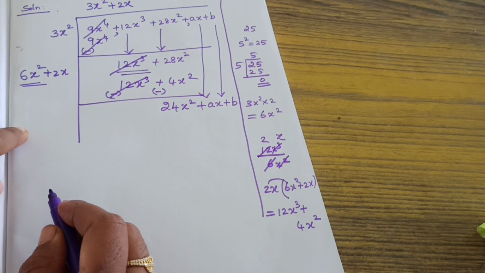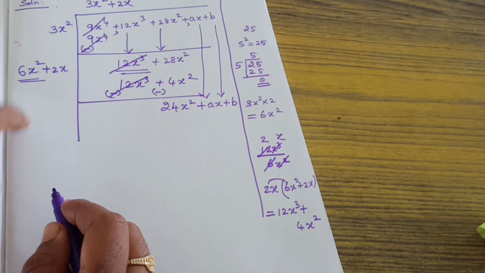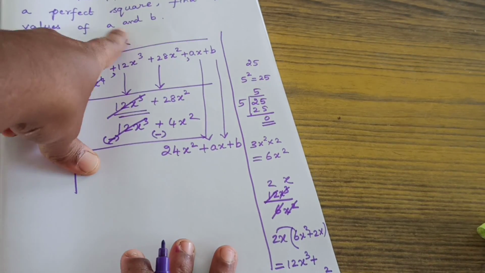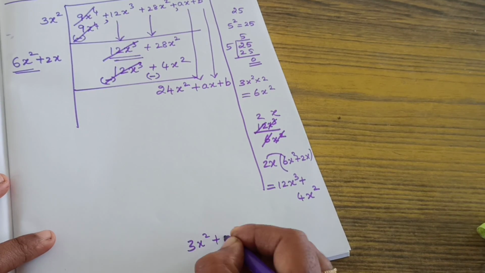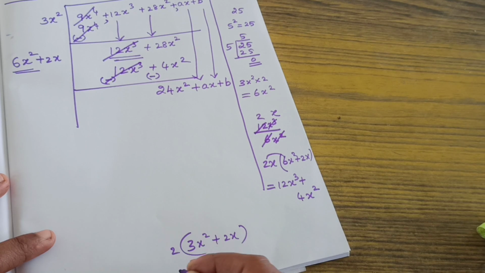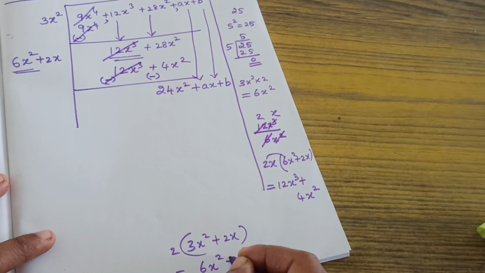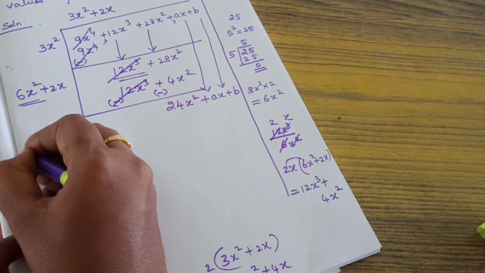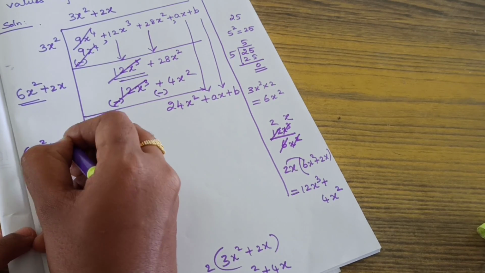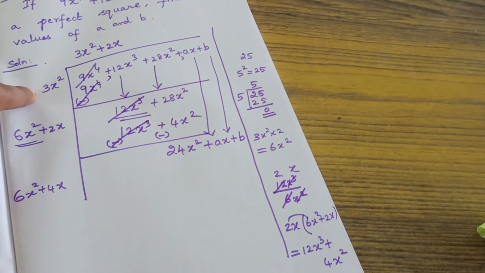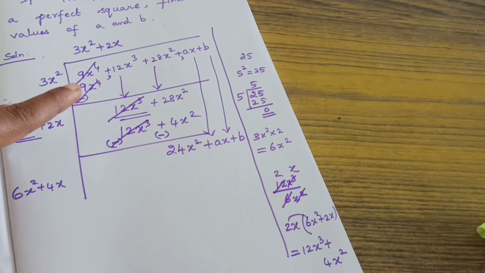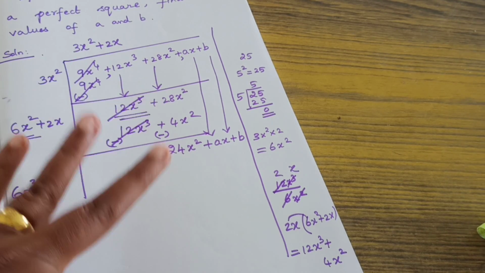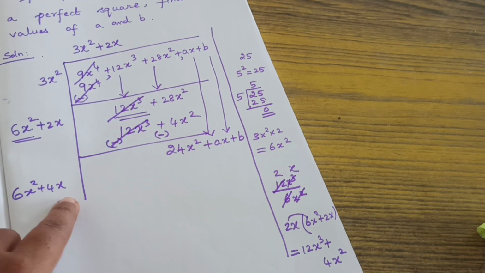Then for finding the first term, that is the new term, how will you write it? This whole term into 2. So 3x square plus 2x into 2: 6x square plus 4x. Just copy it. 6x square plus 4x. Easy, no? First step, only 1 term over. Second step, 2 terms over. Third step, 3 terms you need to write. So 2 terms only over.